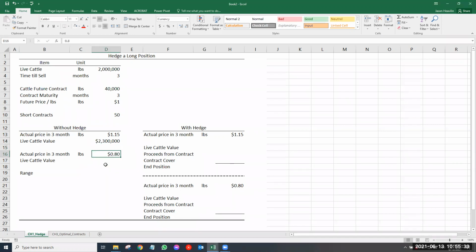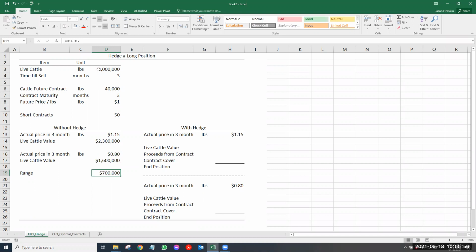But if the price goes down to 80 cents a pound in the future, then we have the price per pound times the pounds. The farmer is looking at $1.6 million. So what's the range between those two? The farmer has this wide $700,000 range.